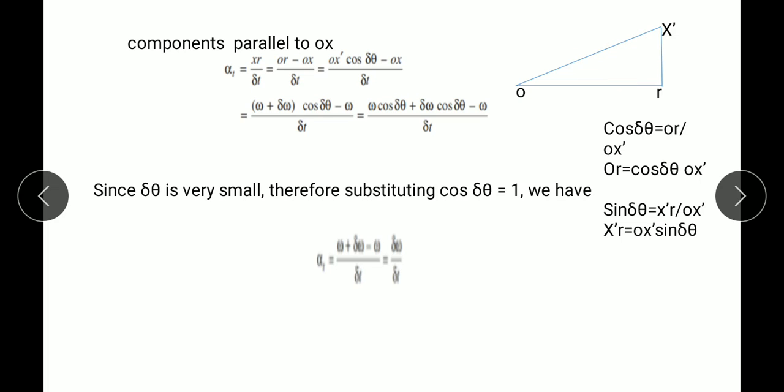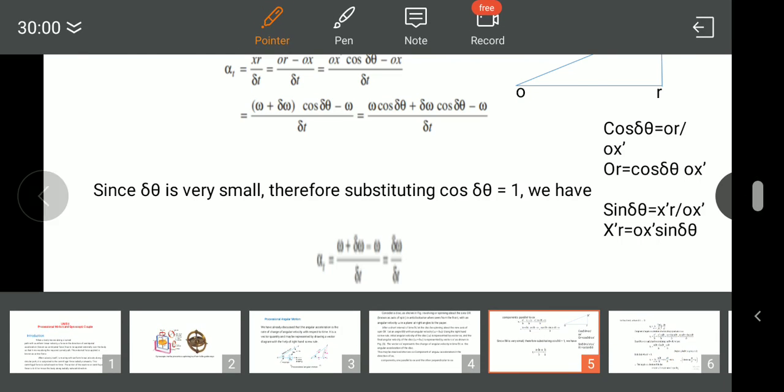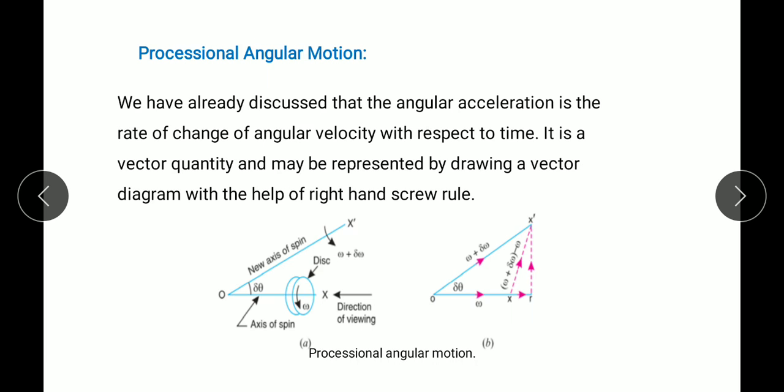Take cos delta theta. Cos delta theta equals OR, the adjacent side, over OX dash, the hypotenuse. Then OR equals cos delta theta times OX dash. So substitute here: alpha t equals OX dash cos delta theta minus OX by delta t. Already we know from previous slides that OX dash equals omega plus delta omega, and OX equals omega.